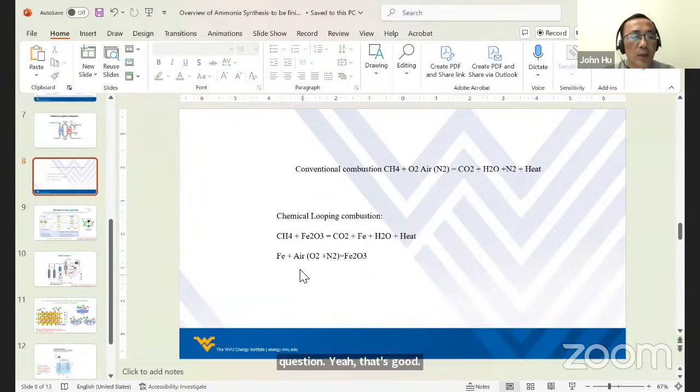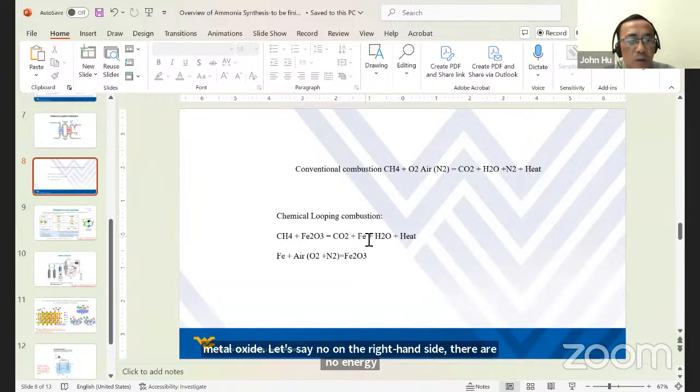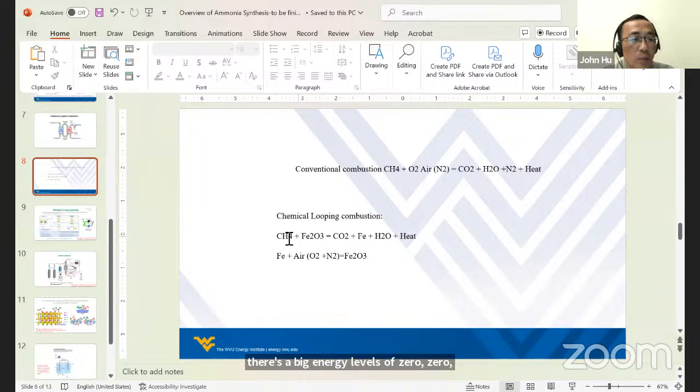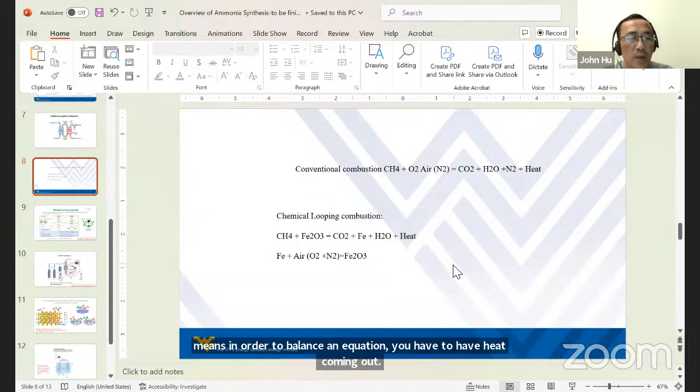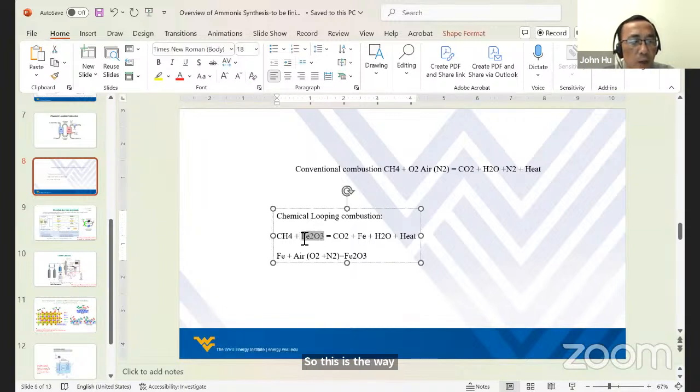In this oxidation reaction, you can look at the equation from the energy balance point of view. You have the methane carrying energy. You have the metal oxide, let's say no energy. On the right-hand side, there's no energy; the energy level is 0, 0, 0. That means in order to balance the equation, you have to have heat coming out. Energy balance. Do you follow me? Yes, there's a lot of heat coming out. So this is a way to generate heat, but the heat comes using the metal oxide.